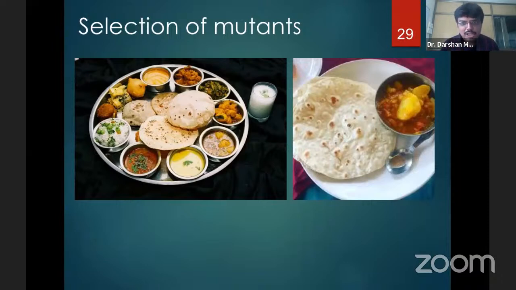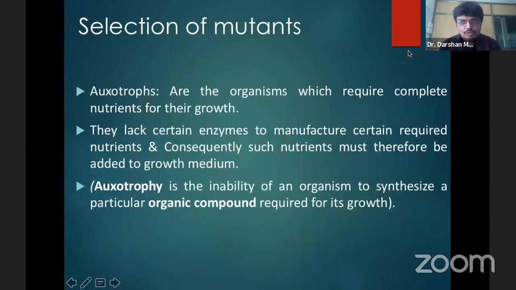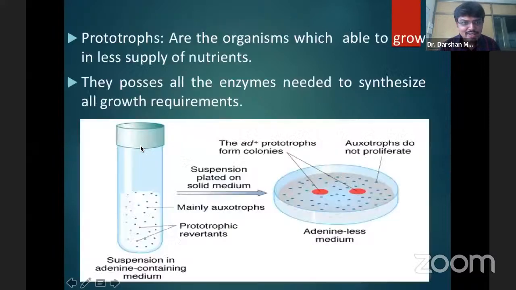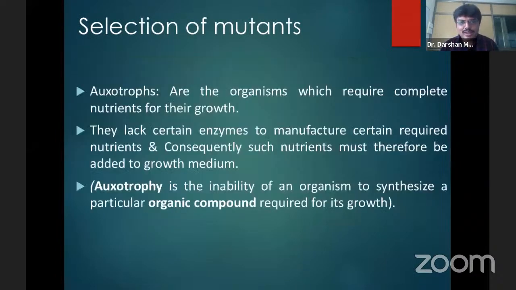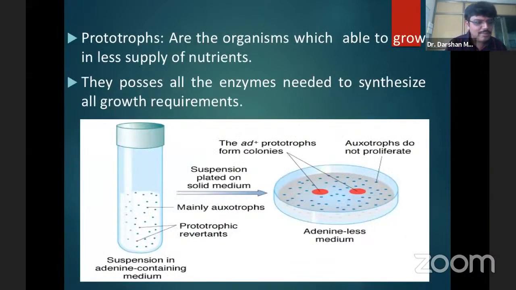So that particular phenomenon is known as auxotroph and prototroph. Now we will go to some examples. As I told you, auxotrophs require the complete nutrients for their growth. You only need to remember this image. Who requires the complete? Those who require a limited amount of food for their growth are known as the prototrophs.